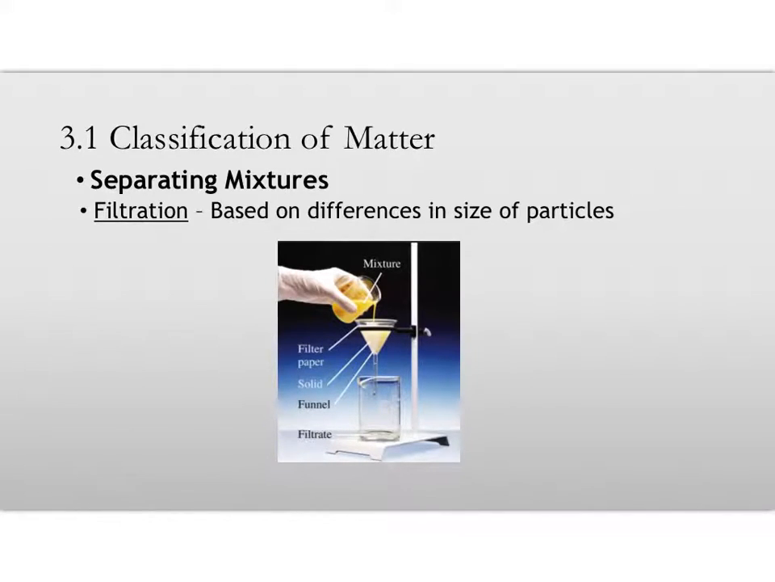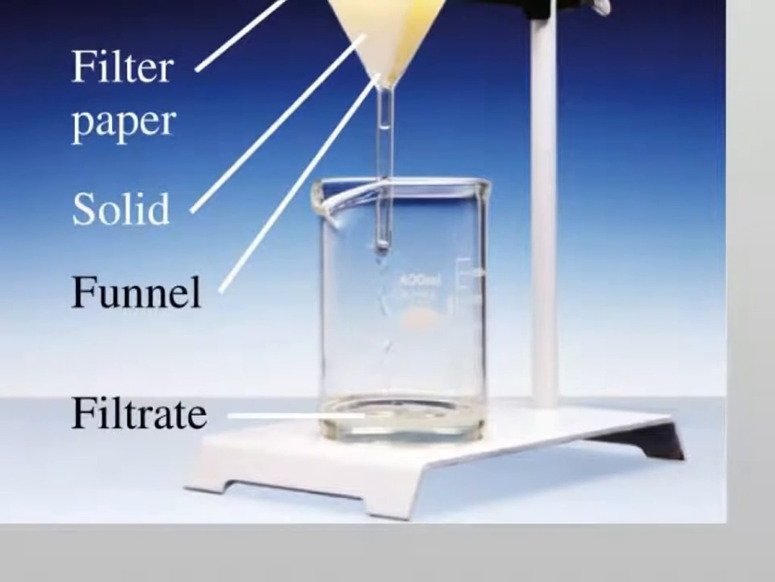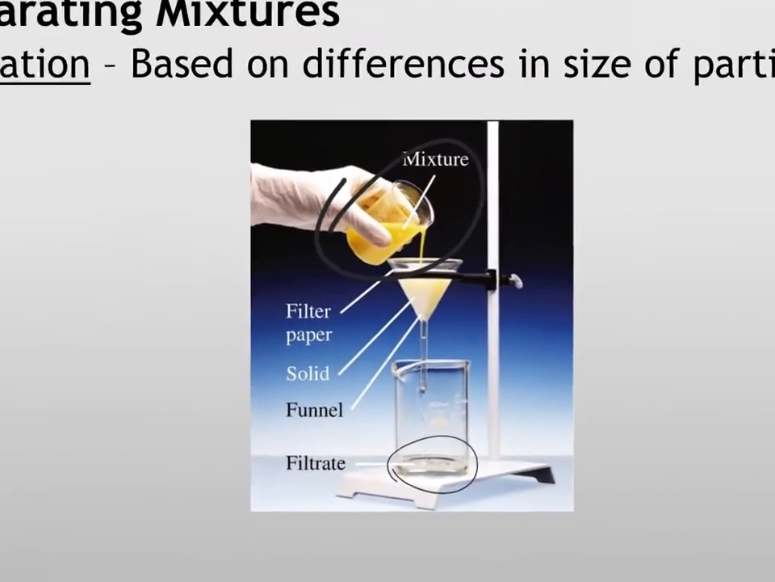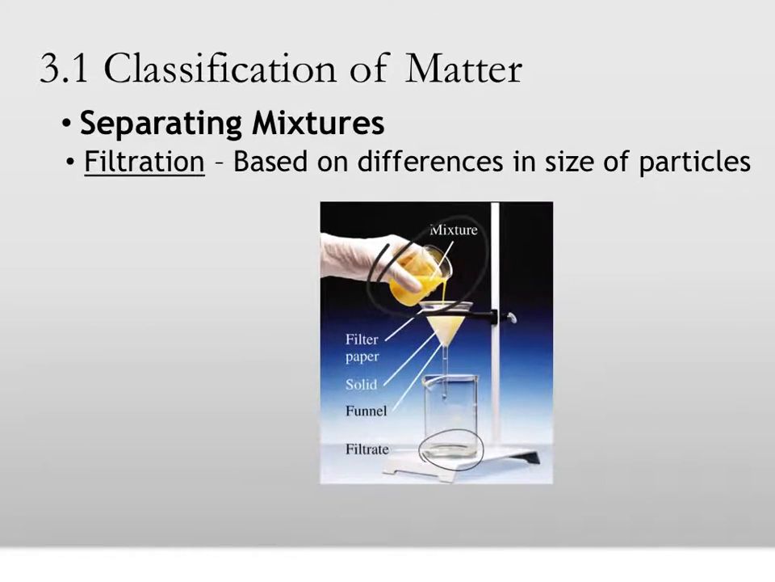Filtration can also be used to separate substances, and it does it based on differences in size. There's a picture here of a mixture, and the person is pouring it through a filter paper, and you can see, maybe you can't really see, let me zoom in. Yeah, the liquid, the filtrate in there is clear, whereas initially it was yellow. So the yellow stuff would remain behind in the filter up here.